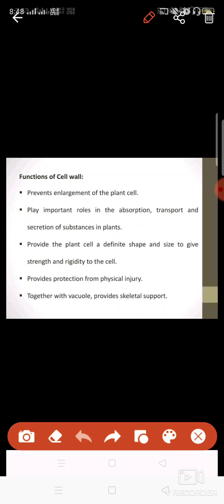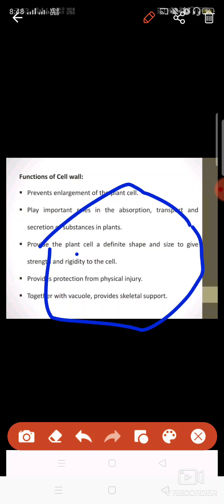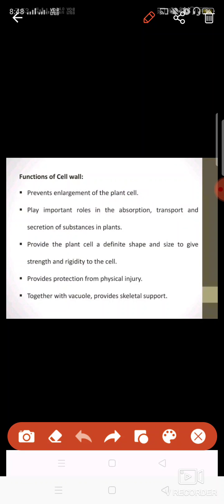Secretion means to release waste products or any product. I'm not only talking about waste products. If any protein is present, it can be released outside the cell wall. So it is helpful in secretion also. Other than that, I told you already that it gives strength, rigidity, and shape to the cell, and it also protects the cell from injury.